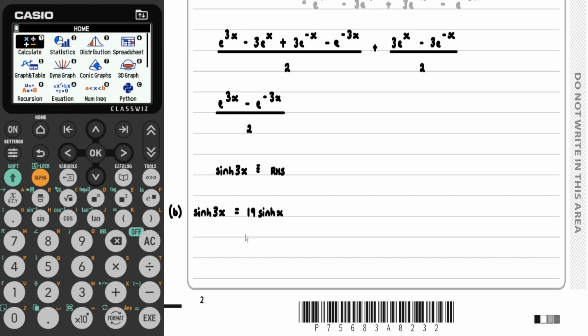and for that we would have to use the definitions of hyperbolic sine. On the left hand side we have hyperbolic sine 3x, which is (e to the 3x subtract e to the negative 3x) over 2, and on the right hand side we have 19 times hyperbolic sine x, which is 19 times (e to the x subtract e to the negative x) over 2.